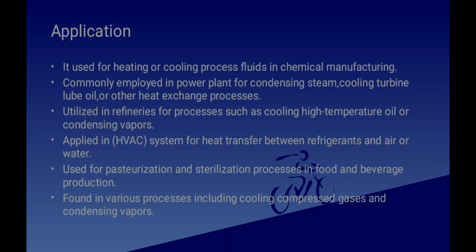Let us look at the applications of a shell and tube heat exchanger. It is used for heating or cooling process fluids in chemical manufacturing. So it is used in chemical manufacturing for both heating and cooling processes. And next, it is commonly employed in power plants for condensing steam, cooling turbines, lube oil, or other heat exchange processes.